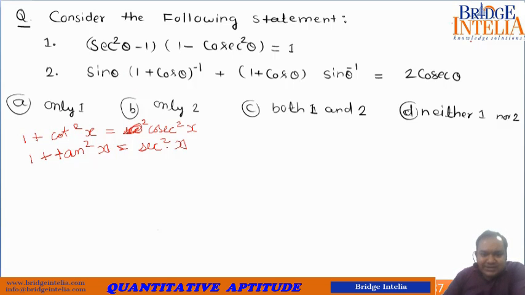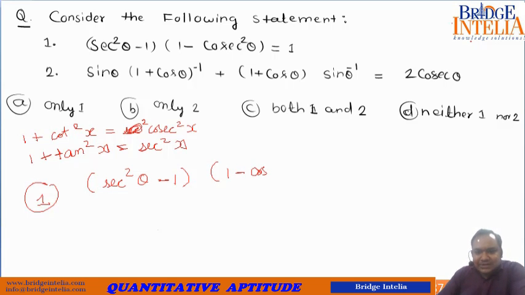So now sec square x minus 1 can be written as tan square x. So I am going for the first statement. I am verifying whether or not the first statement is correct. The first statement is (sec square theta minus 1) into (1 minus cosec square theta). We have to see whether or not this is equal to 1. Now sec square x minus 1 is equal to what? Tan square x. Now 1 minus cosec square x can be written as minus cot square x.